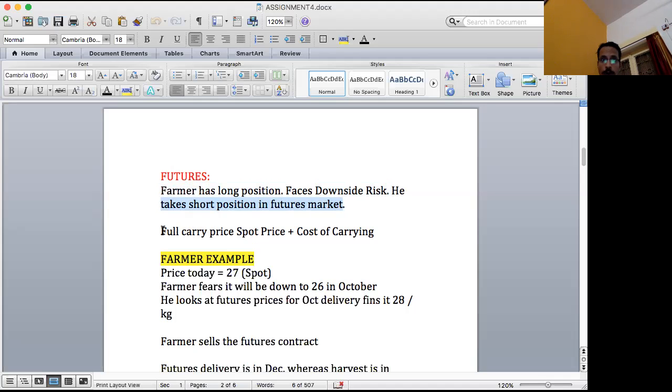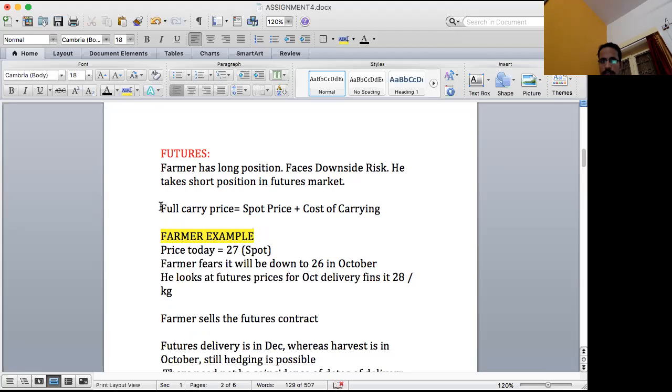So what is the full carry price? Full carry price is nothing but the spot price plus the cost of carrying, right? This concept will be important for us to understand why the futures price is going to be more than the spot price for a certain item.